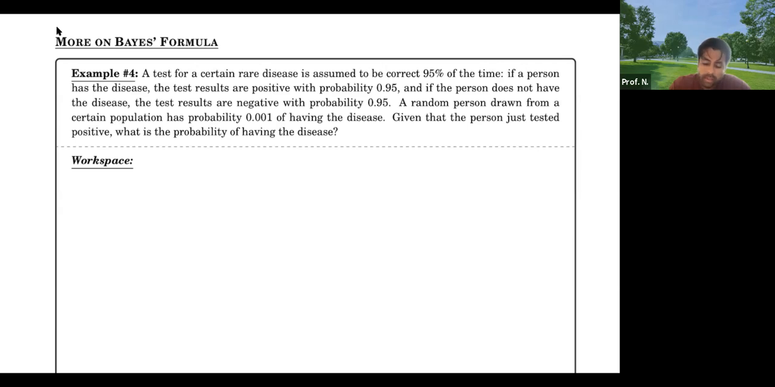And this rare disease, a random person can have this disease at a probability of 0.001. So that's 0.1%. It's like saying out of the entire population, 0.1% has the disease. So this is a very rare disease. A very small number of people have it. And the question was, given that the person just tested positive, what is the probability of having it?